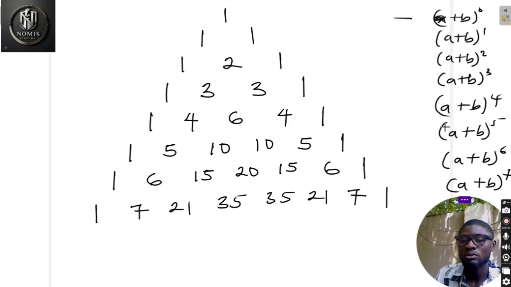When we expand this value, we are going to have a and b multiplied together with the coefficients 1, 7, 21, 35, just as this Pascal triangle has been able to discover. As you can see, a triangle has been formed. This whole thing is what we call Pascal triangle, and it is applicable in the expansion of binomial equation. Let's take an example.